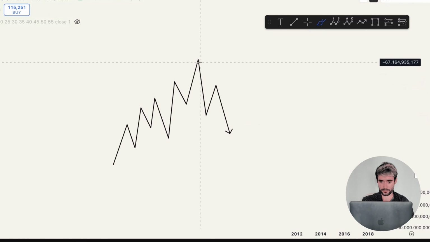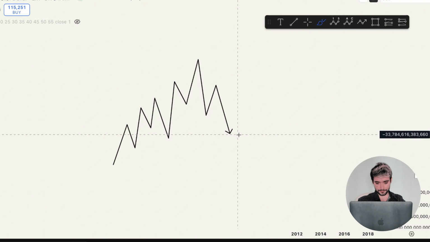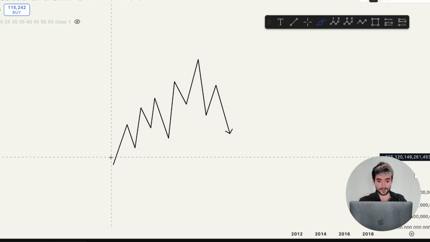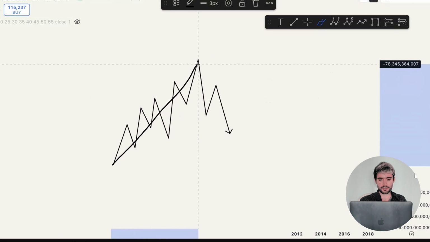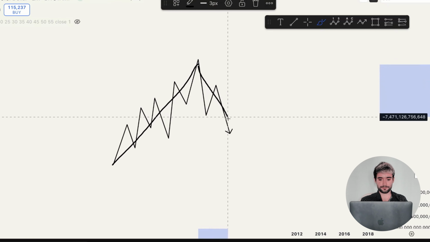So obviously we can see price breaking structure here, like mentioned. But what we can understand is that this move here could be a part of a higher time frame push to the upside, followed by a retracement.